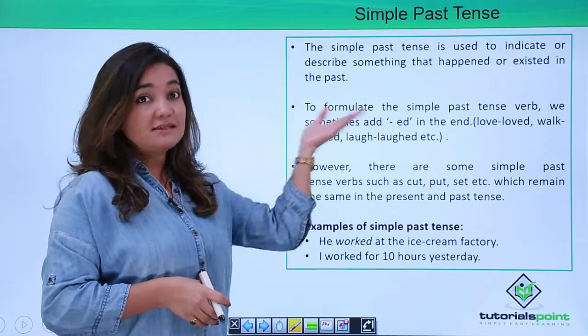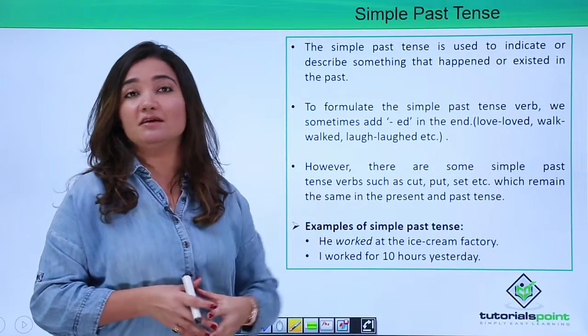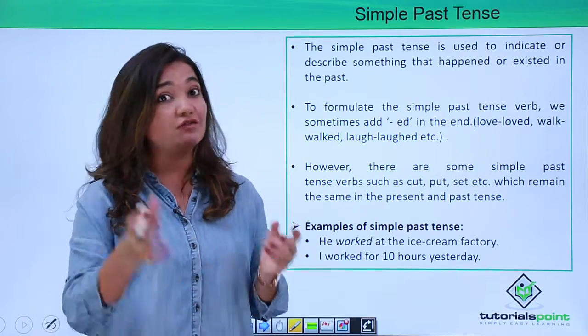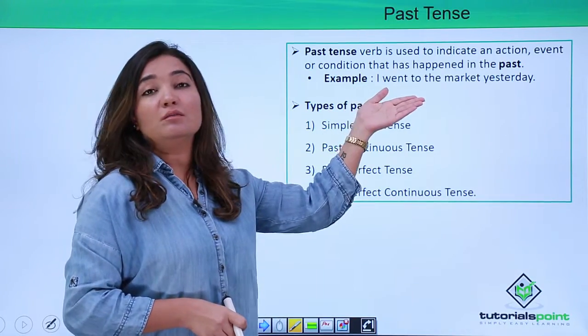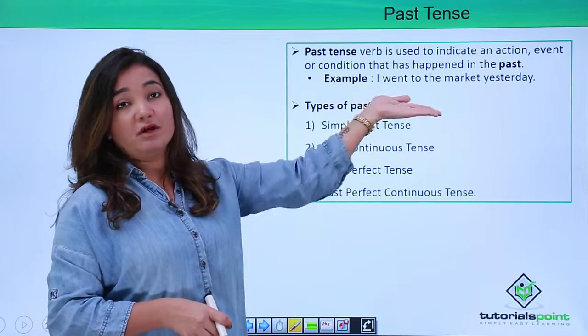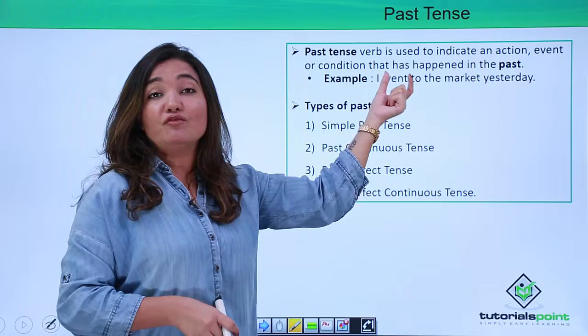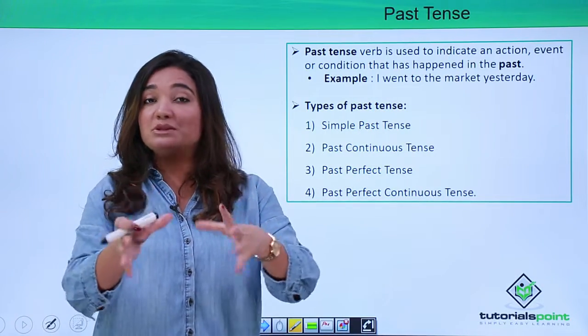To formulate the simple past tense of the verb, we sometimes add ed at the end. So how do you recognize whether a work was done in the past? If you remember, we studied this example of past tense: I went to the market yesterday. Here, went was the verb which told you that this work was done in the past.